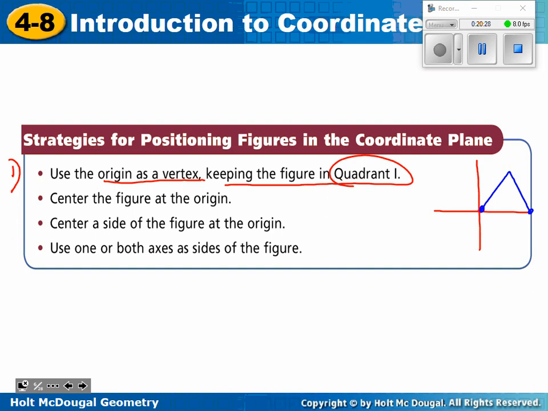The second thing that you could do is center the figure at the origin. So maybe you have a square and you want to place your square on the coordinate plane. You could center it so that the origin is right in the middle. How would that be helpful? If I'm graphing a square and I center it at the origin, what would that do for all of my vertice points?